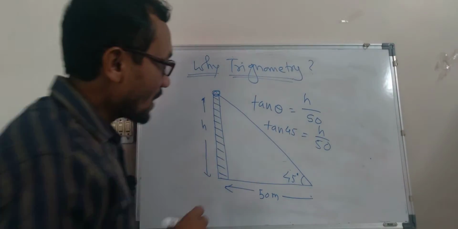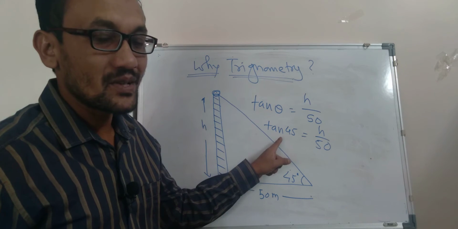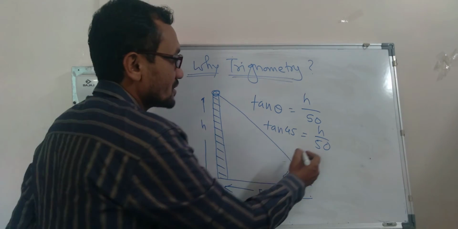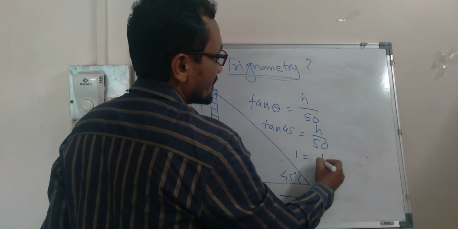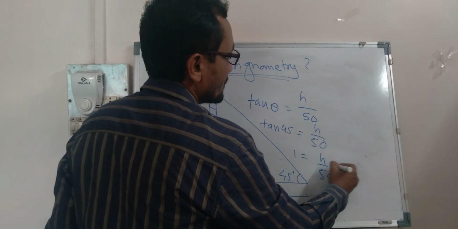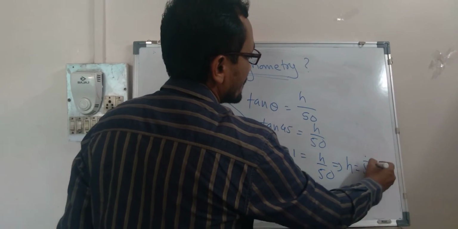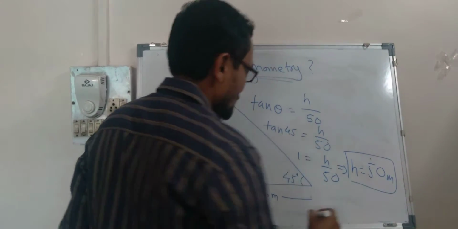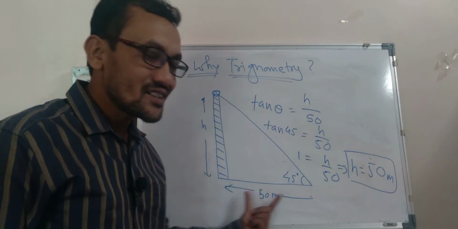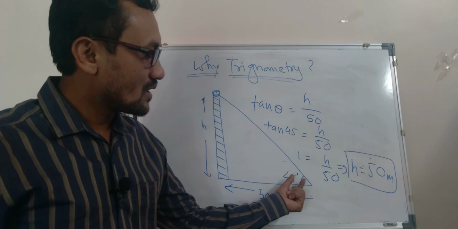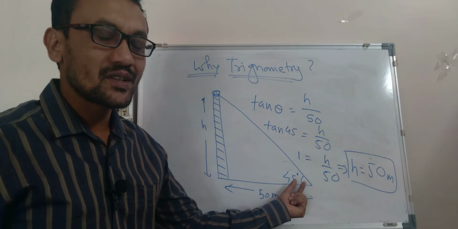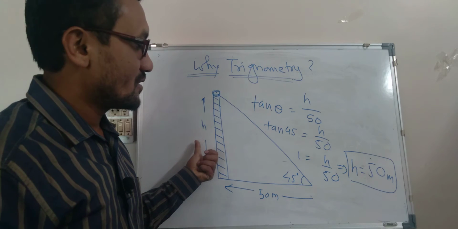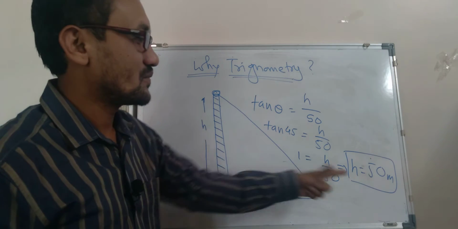We know tan 45. What is tan 45? Tan 45 is 1. So 1 is equal to h upon 50. This implies h equals 50. So h equals 50 meter. So whenever we take a horizontal distance of 50 meter and we have an angle of inclination of 45 degree, then we can easily find out the height, that is 50 again.